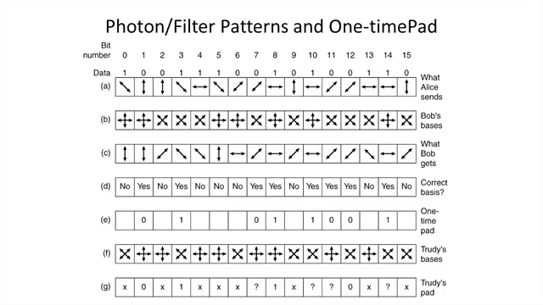Trudy, on the other hand, uses the filter pattern shown in row F. However, the 8th bit, 11th bit, 12th, and 15th bits, he guessed wrong. And the random nature of the quantum phenomena leads to an unpredictable bit pattern for those bits. Therefore, he didn't get the one-time pad.